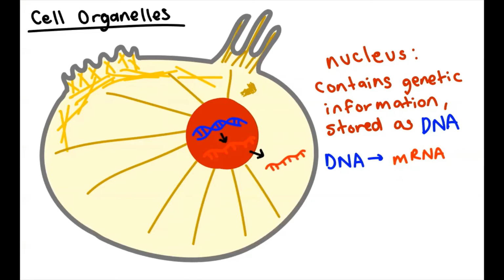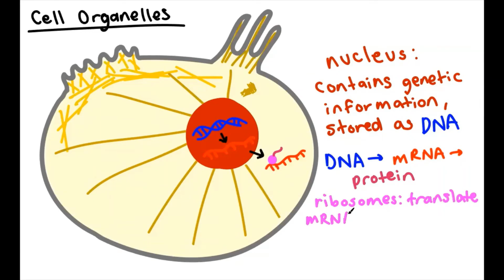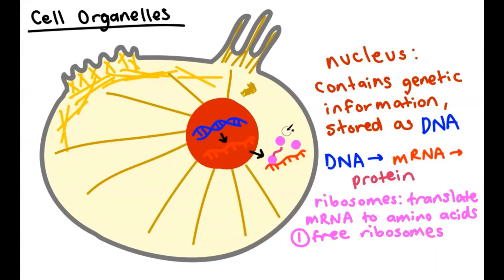This brings in the next player in our cell. The ribosome is a molecule that translates the mRNA into amino acid sequences that make up a protein. Interestingly, it is itself made of proteins. There are two types of ribosomes. One is what we call free ribosomes, which are ribosomes that are just floating around the cytoplasm translating mRNAs. These generally make up proteins that will stay in the cytoplasm, such as the filaments that make up the cytoskeleton, or proteins that will go back into the nucleus.